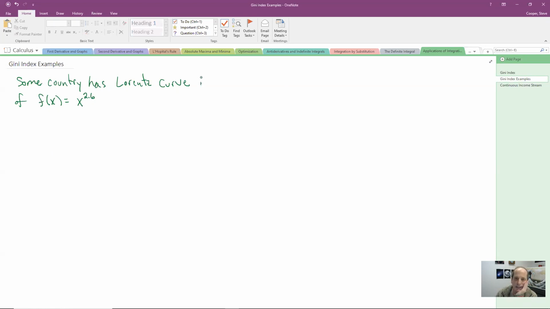And this is in 2013. And the predicted Lorenz curve for 2025 is g of x equals x to the 1.8. Okay. Let's do this.